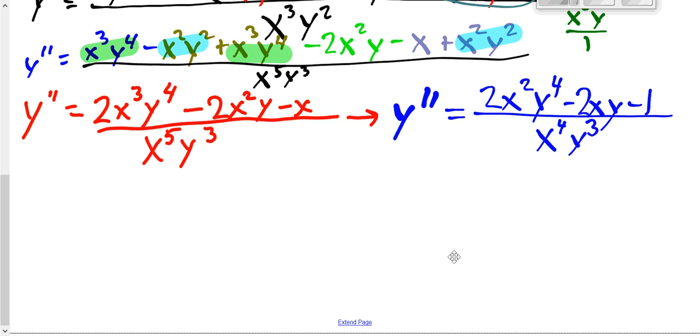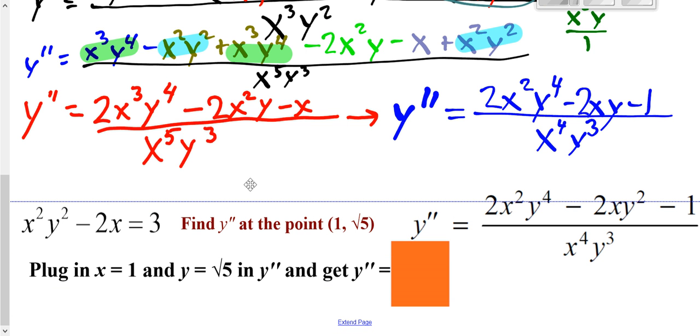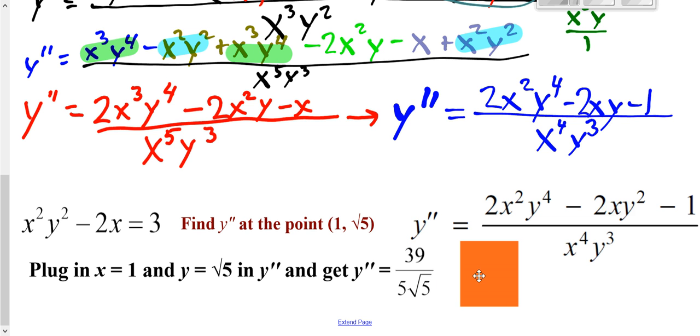So now let's go ahead and find our second derivative at this point. So if that's the case, all we'd have to do is plug in our x being 1 to each one of these x's, and our y being the square root of 5 into each one of these y's. So if you replace all your x's with 1 and all your y's with the square root of 5, in this case you would get 39 over 5 root 5.